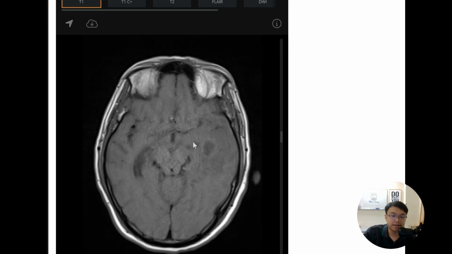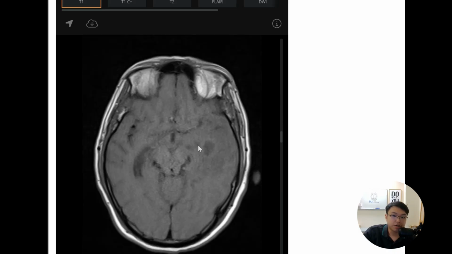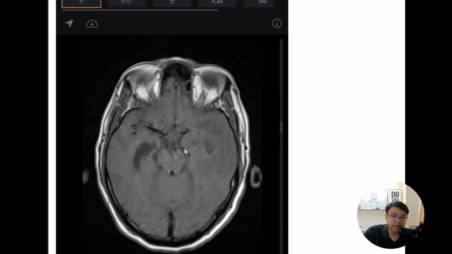causing an additional mass effect to the temporal lobe and slightly more bulging uncus process of the temporal lobe, but that is still preserved of the CSF, which is T1 hyperintense signal around the midbrain, which is called the ambient cistern.